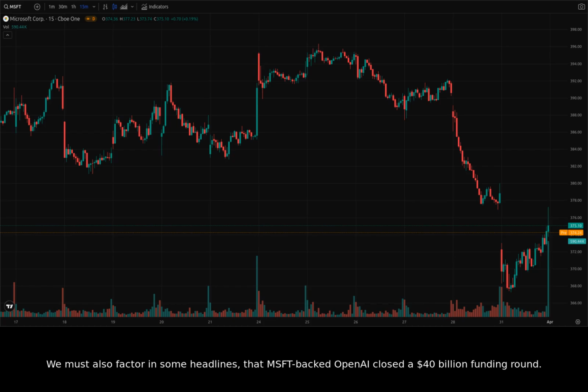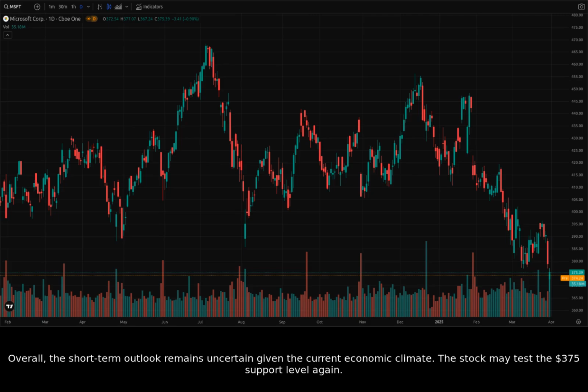We must also factor in some headlines that MSFT-backed OpenAI closed a $40 billion funding round. It is possible Microsoft may try to break back above $380. However, we also see Microsoft is reportedly retreating from China by shuttering its IT and AI Insider Lab. Overall, the short-term outlook remains uncertain given the current economic climate.